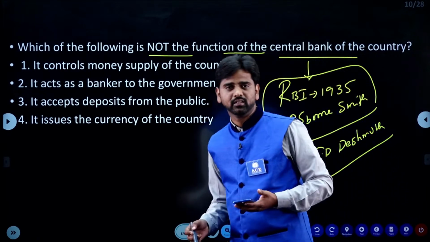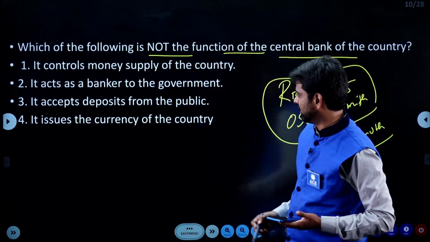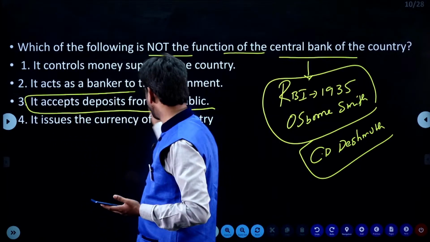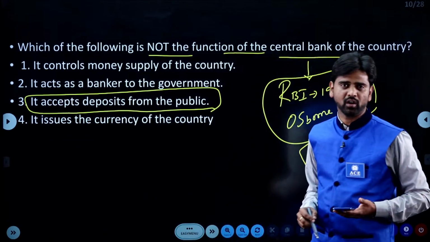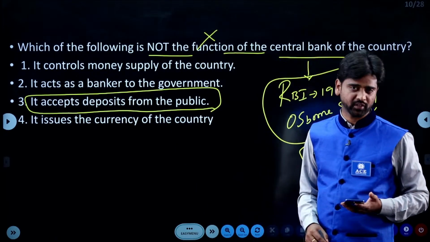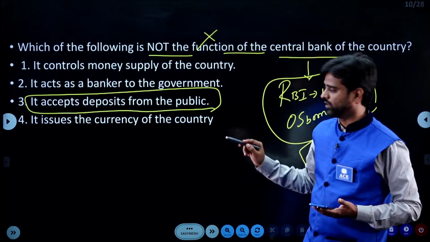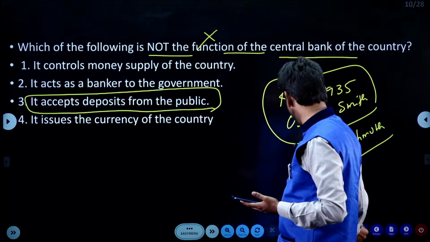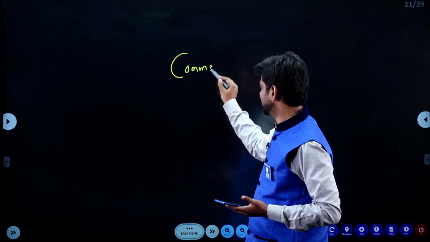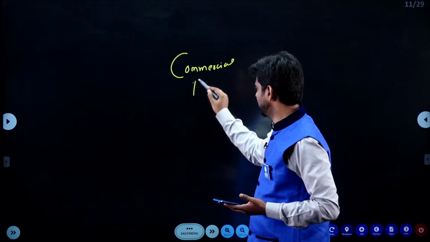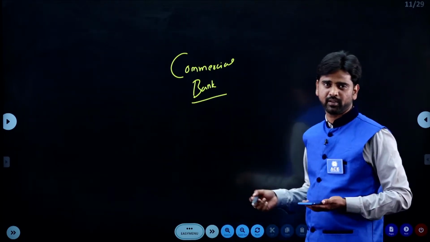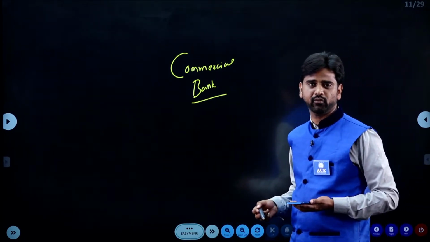Yes. The answer is it accepts the deposits from the public. As you already know, it is not the function of the RBI, okay? Now, who will be receiving the deposits? Obviously, the commercial banks. So, what is the definition of the commercial bank according to the Banking Regulation Act 1949?